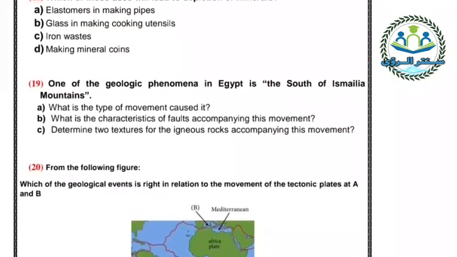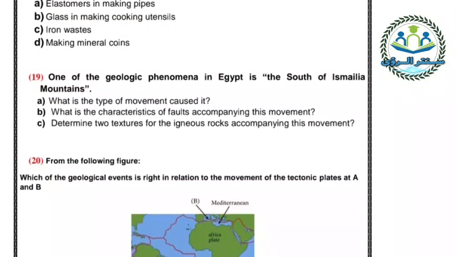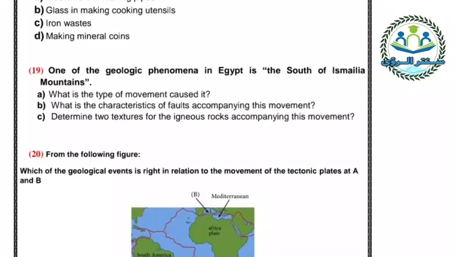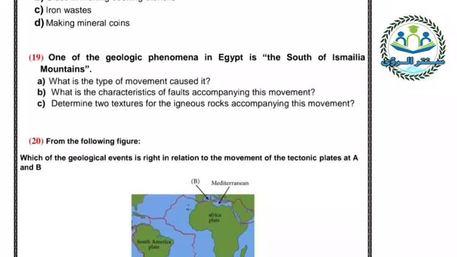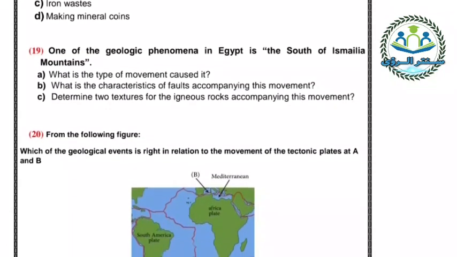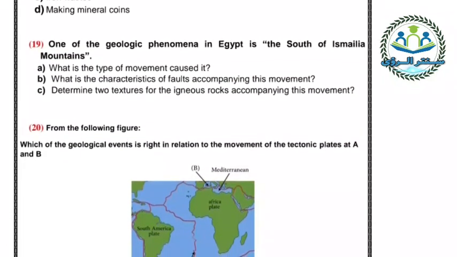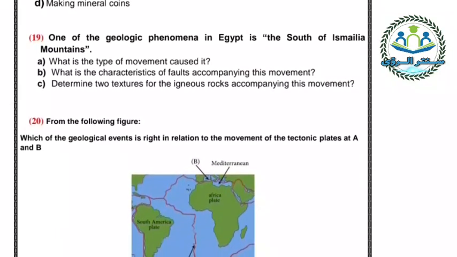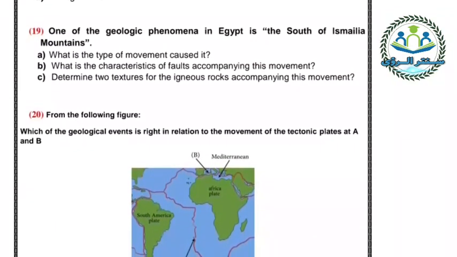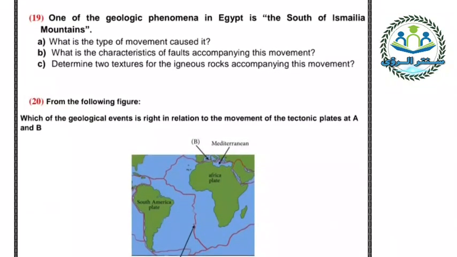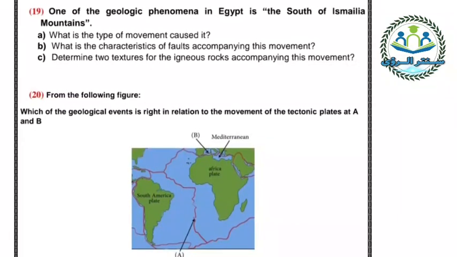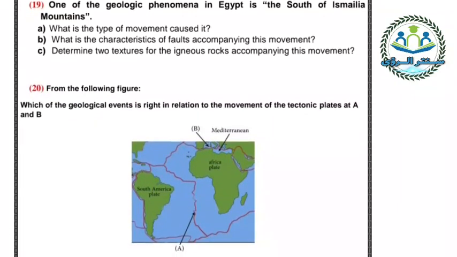19. One of the geologic phenomena in Egypt is the south of Ismailia Mountains. A. What is the type of movement that caused it? B. What are the characteristics of faults accompanying this movement? C. Determine two textures for the igneous rocks accompanying this movement.